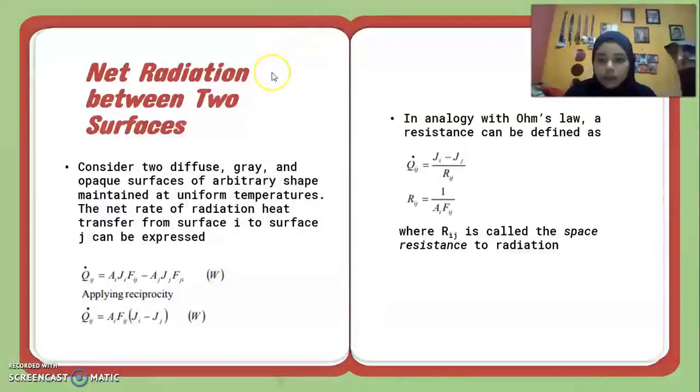Then we move to the next, which is the net radiation between two surfaces. Consider two diffuse, gray and opaque surfaces of arbitrary shape maintained at uniform temperatures. The net rate of radiation heat transfer from surface i to surface j can be expressed with this formula, and applying reciprocity, we can write it like this. In analogy with Ohm's law, a resistance can be defined as this formula, where R ij is called the space resistance to radiation.